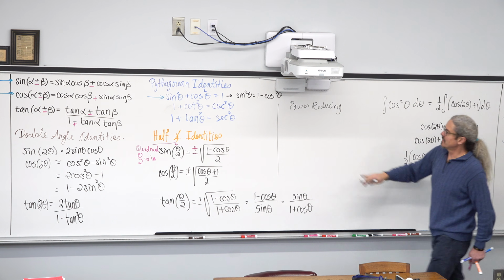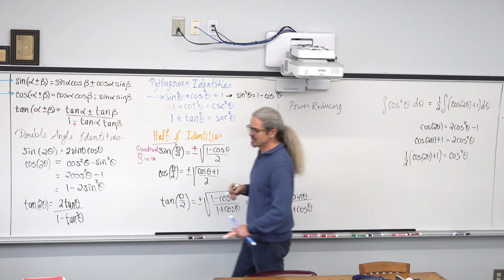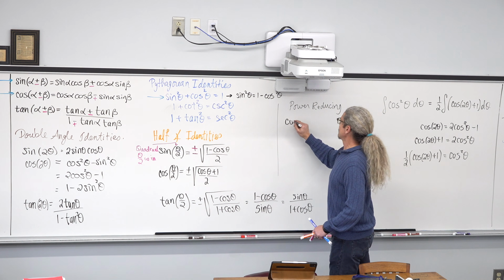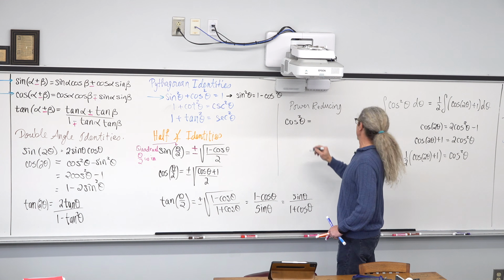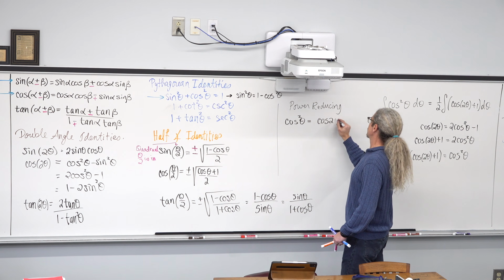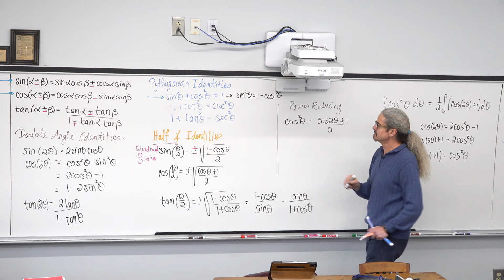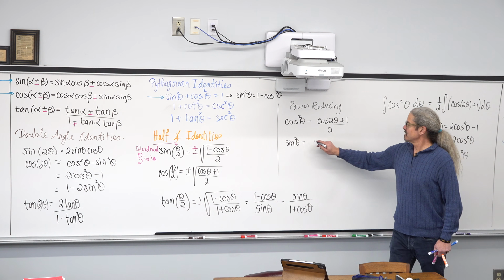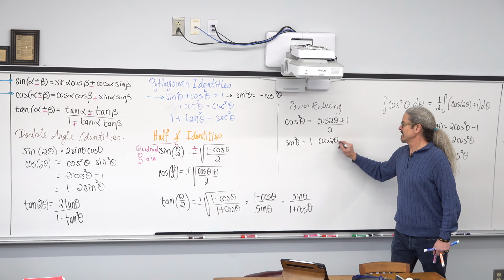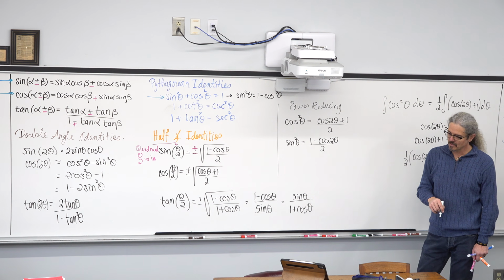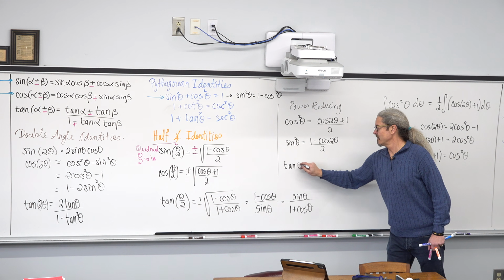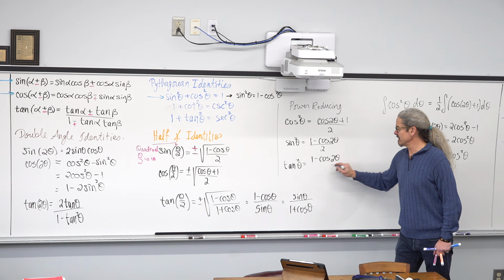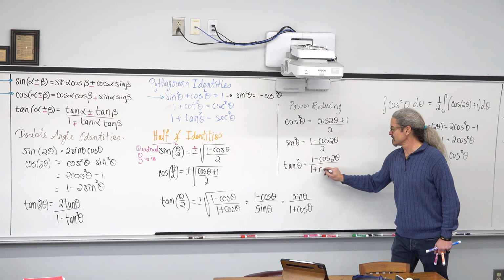So there are 3 more, and I don't have these memorized. I'd have to derive them, but we're running out of time. Maybe I can get a couple of these up quick. Cosine of theta squared is cosine of 2 theta plus 1 over 2. And the sine of theta squared is 1 minus cosine of 2 theta divided by 2. And the tangent of theta squared is 1 minus cosine of 2 theta over 1 plus cosine of 2 theta.